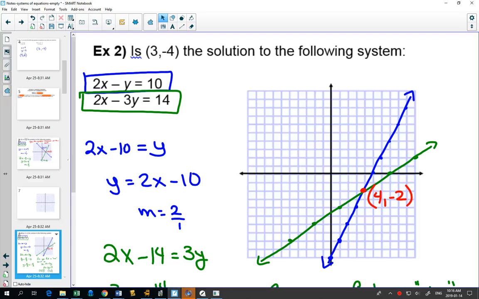The question was, is 3, negative 4, and I'll put that on in purple. The original question was, is 3, negative 4 a solution? The answer would be no, because 3, negative 4 is not on both graphs. It's not on the intersection of the two. In order for it to be a solution, it needs to be on both equations. Graphically, that would mean where the graphs intersect. And 3, negative 4 is only on the blue graph, not the green graph. So when we verify it, it worked for one, but it didn't work for the other one.